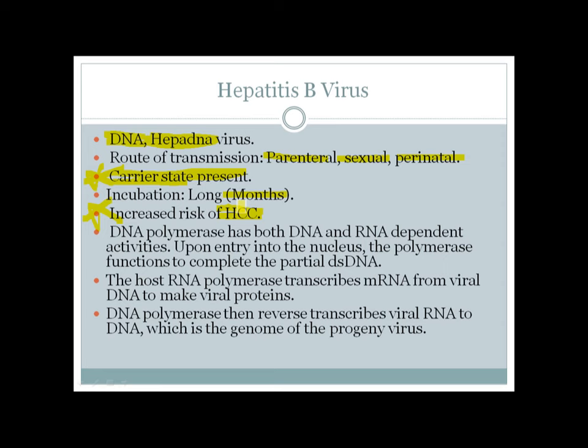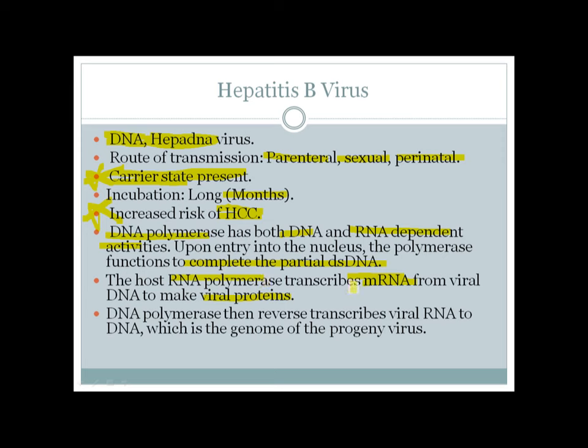And one important thing about hepatitis B virus is it has a DNA polymerase which has both DNA and RNA dependent activity. So the DNA dependent activity actually completes the partial dsDNA genome of the hepatitis B virus, and after transcription, the mRNA will form viral proteins, and this all will be done by the host proteins such as host RNA polymerase and host ribosomes.